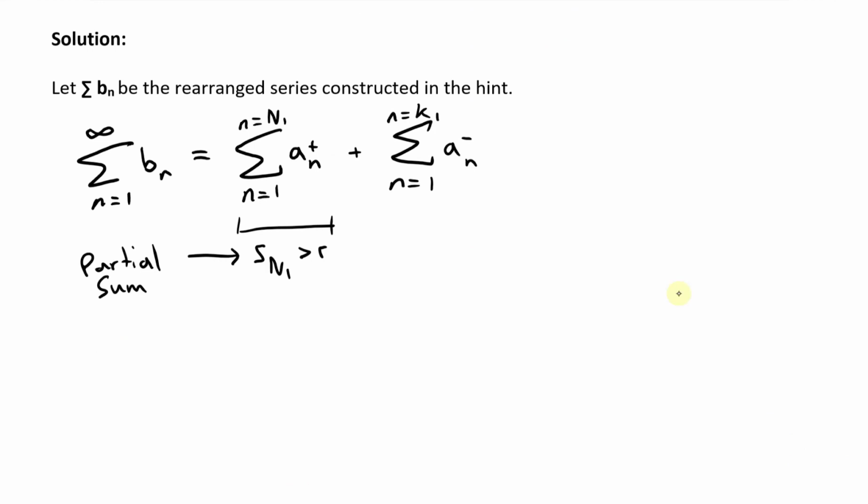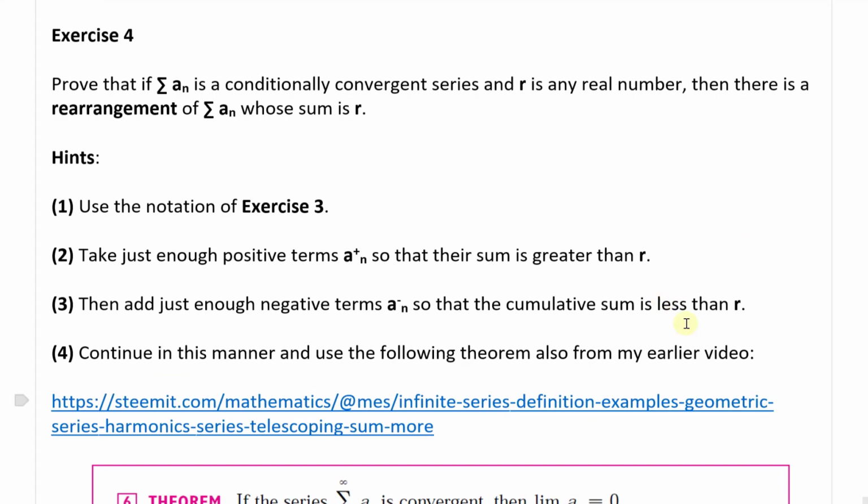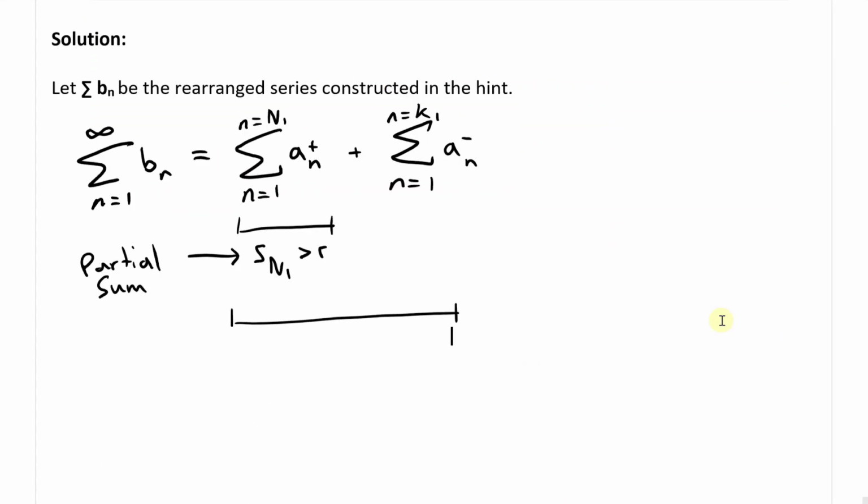The partial sum all the way up to here, when we add all the negative terms, because remember we're going to add them such that the cumulative sum is less than r. So this partial sum here, when we include this and this, is going to be less than r, just less than it. So S N1 plus K1. Yes, we include the zeros, so this is the partial sum up to when you add those two. This is going to be less than r.